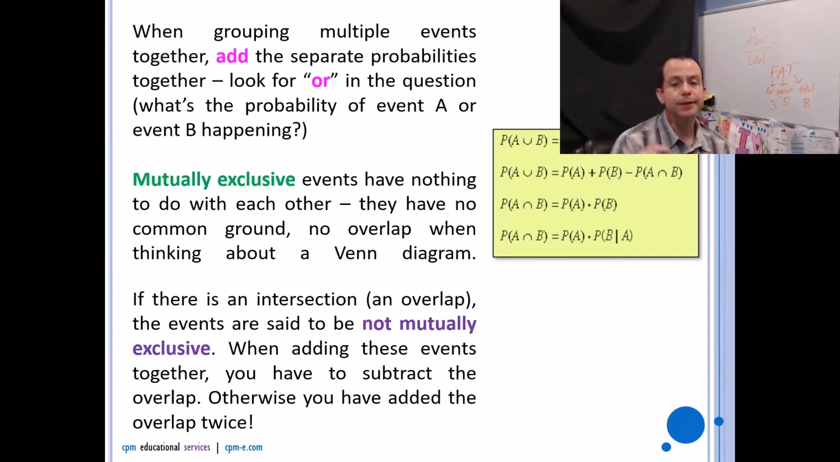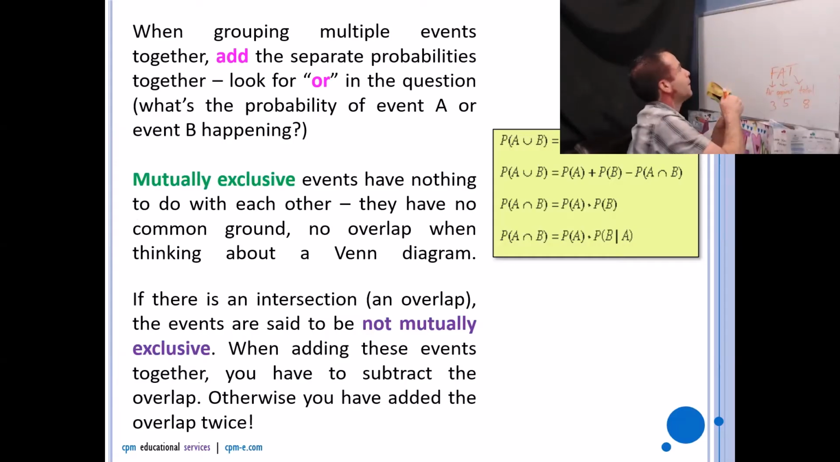When there's an intersection, we say that they're not mutually exclusive, and that's where it gets confusing, because when there is an intersection, we say not mutually exclusive. So you got to be really careful with that. When you add these events together, you have to subtract the overlap. Otherwise, you counted it twice.